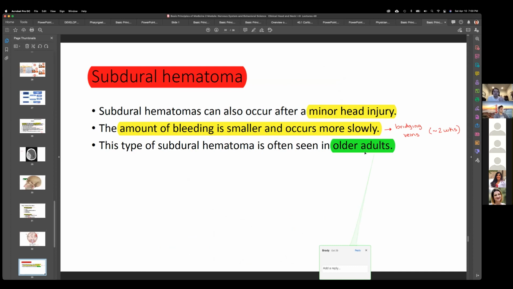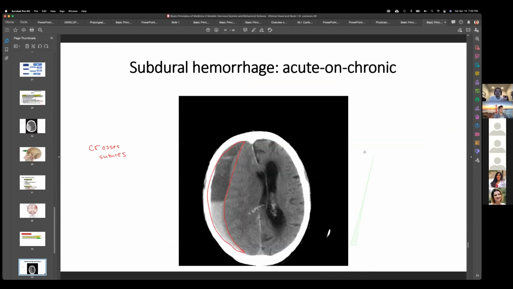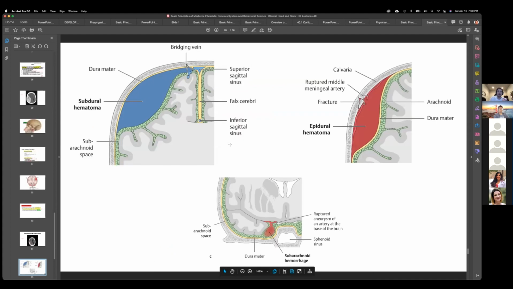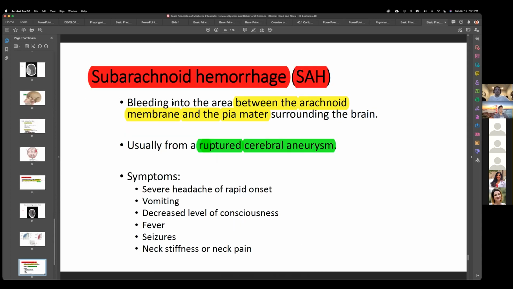Subdural, remember, older patient, atrophy of the brain, bridging veins. That's what you're worried about. Remember, it crosses the suture line, which is a very important thing, and has this lens shape. Epidural here, you can see that. So subdural is going to cross the suture lines. These will not cross. Remember, epidural is between the periosteum and the dura, and subdural is beneath the dura, between the dura and the arachnoid, right?